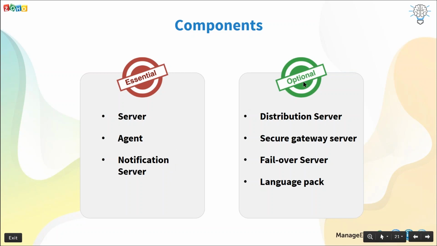When we look at the optional components, we have a distribution server that serves as a repository for patches, software applications, and scripts that you can deploy to the machines. So you can create unique replication policies for each location as per the bandwidth requirement. Then we have the Secure Gateway Server. This is useful if you are going to manage machines that are not part of the LAN or are connecting over the internet. We also have the Failover Server. In case you want to have high availability, you can make use of this one. Moreover, you can also use a language flag to list the web console in your preferred language.